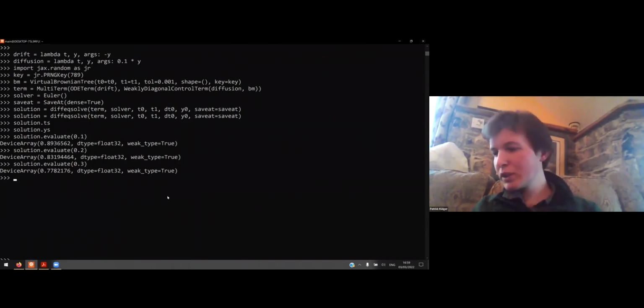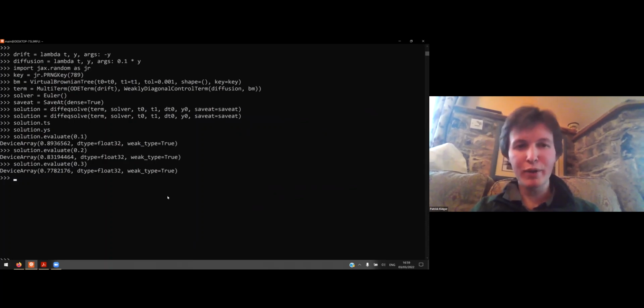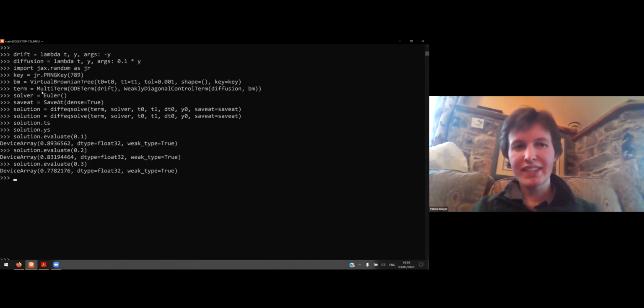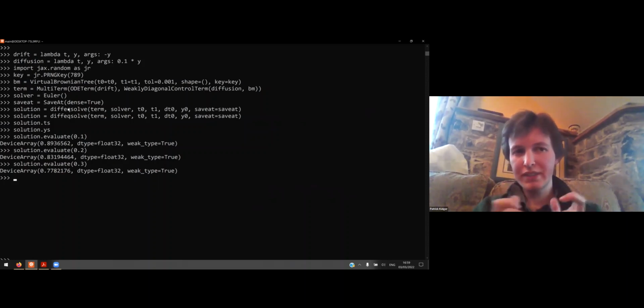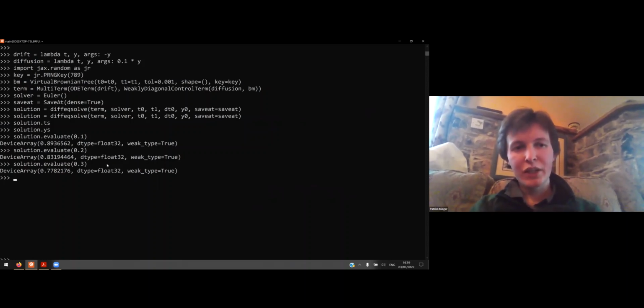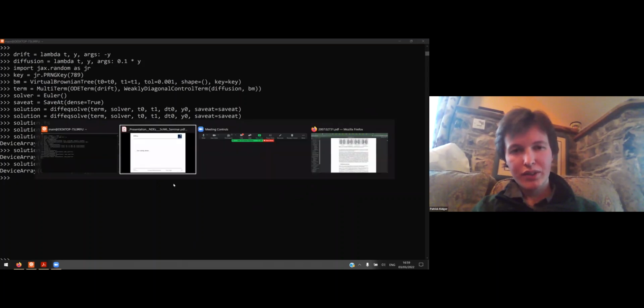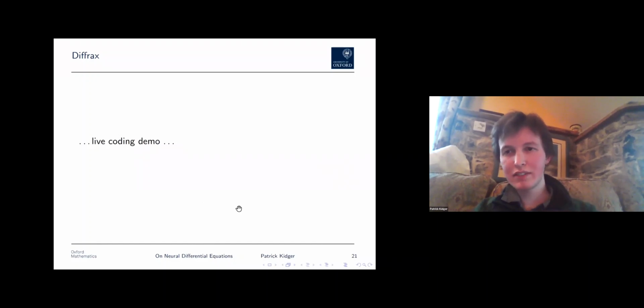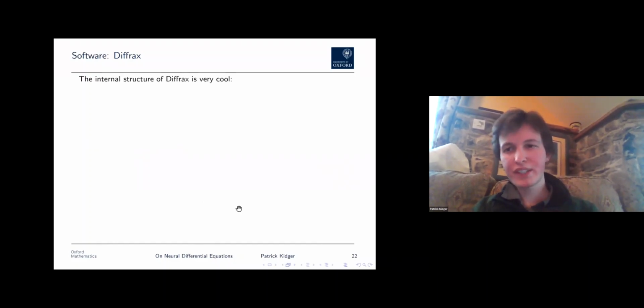So as I said, I'm not going to spend too long on this. This is just a quick API demo to give you some flavor of how Diffrax is like to work with. And as I say, it's a little bit like Lego. We're building up these different objects here. Okay, so I'm now going to alt tab back to the presentation because there's a lot of cool stuff going on here under the hood that is new to Diffrax relative to other libraries. So the internal structure is pretty cool.